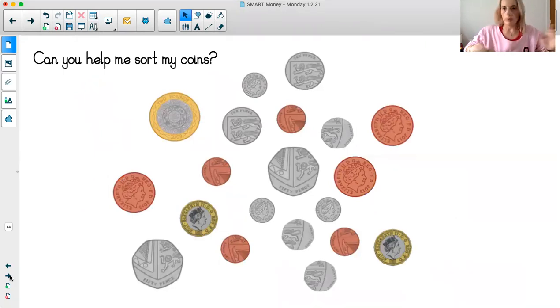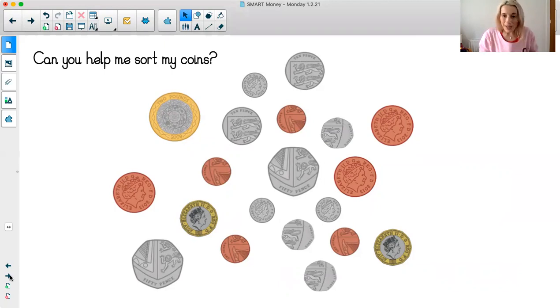Right. Oh, silly Miss O. I spilt my change everywhere. All my coins from my purse have gone everywhere, and I think I probably need some help sorting them out. Now, there might be lots of different ways we can sort our coins. So you can pause the video and have a chat and have a go yourselves, and then come back and we'll try and find one way that we could sort our coins. So pause the video.